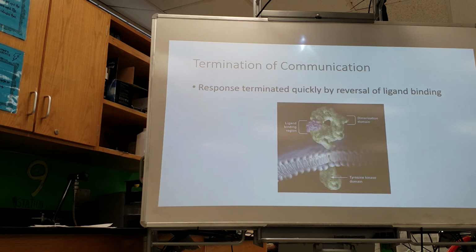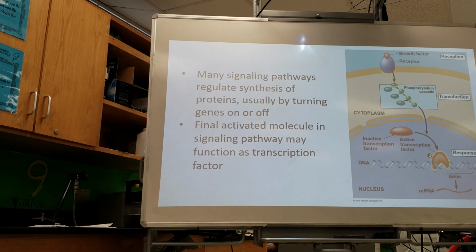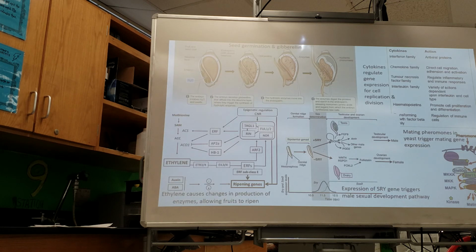And then you end communication by having the ligand come off, and this is a lot of times done to turn on or turn off gene expression. Oh, there's a lot of different things on here. I stuck like 6 or 7 things on here. So there's some things called cytokines. Their job is to help cells take on identities.